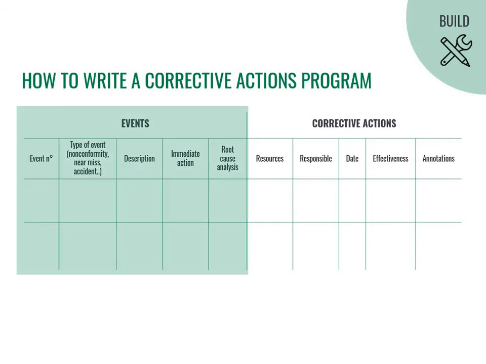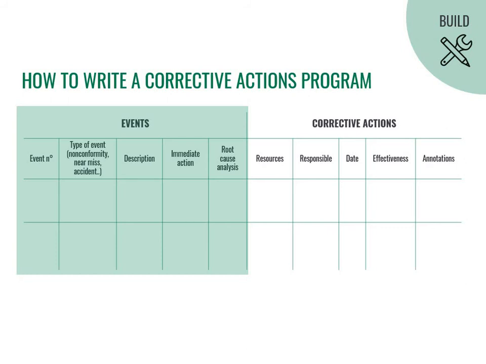For the event part, you could write type of event. Is it a nonconformity, or a near miss, or an accident? Description. Just write in your own words what happened. Immediate action. This is not the part about the more complex actions that your company will take. Just put here what your company immediately did. These are also called just corrections.